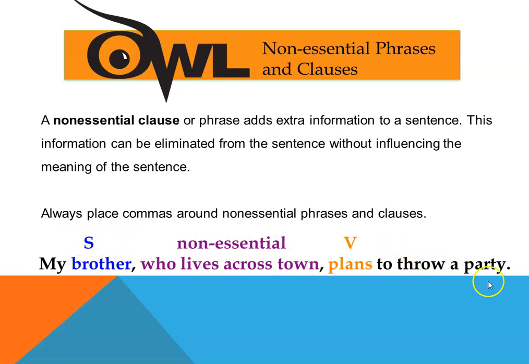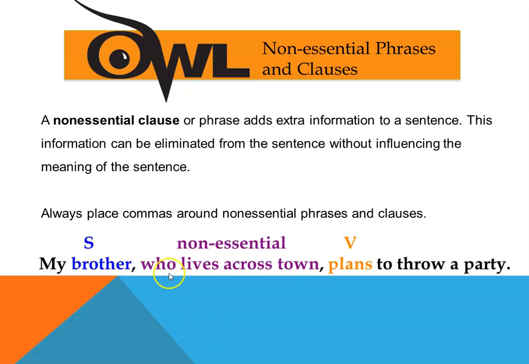My brother plans to throw a party. Now, it's interesting to note, perhaps, that he lives across town, but this clause here is not essential to understanding the basic message, which is my brother's throwing a party. Also, it's an extra detail. He also happens to live across town. But if we delete this, the message that the writer wants to convey is not changing. We still understand exactly what is intended to be conveyed here. There's nothing crucial that we suddenly are missing when you delete that.